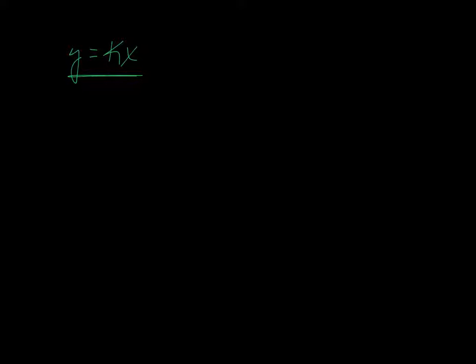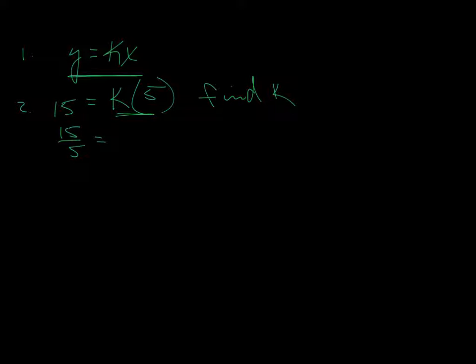First thing you do, write down the equation. Then they start giving you information. If y is 15 and x is 5, find y when x is 7. All right, so the first step to doing these is write the equation down. The second step is basically find k, because that's all that's left here, right? So if we take 15 over 5 equals 3, k is 3. So that's the next step.